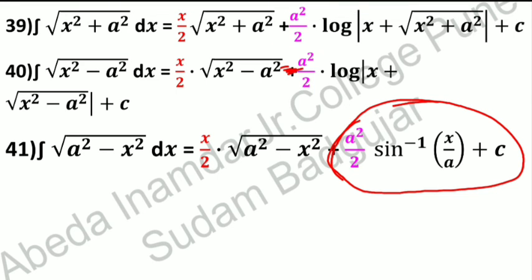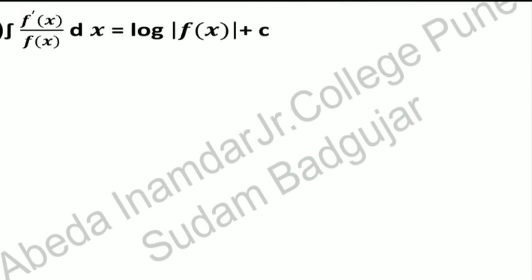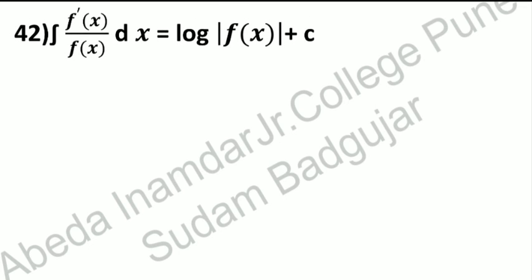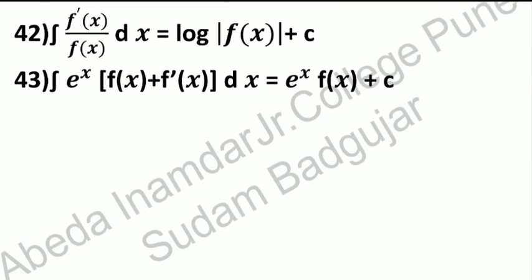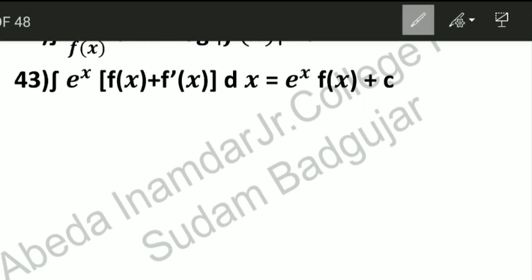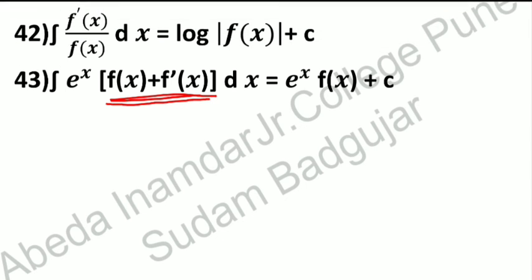Now another form, this is also a similar type of formula, you can remember that. Formula number 42, integration of f dash of x upon f of x into dx is log of f of x plus c, means numerator is derivative of denominator, then log of denominator. Formula number 43, integration of e raised to x into bracket f of x plus f dash of x is equal to e raised to x into f of x plus c. Here it is the sum of two functions, but one of the functions is the derivative of the other one.